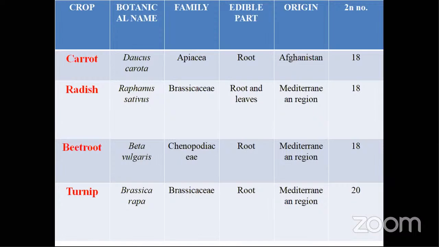We all know the scientific names, so I'll not read those. But coming to the edible part, in radish both roots and leaves are edible. Actually in carrot also the leaves are edible and are used as fodder in many parts of the world. And in turnip and beetroot also they are edible, but we don't eat them. Only radish leaves are mostly consumed in our country and other parts of the world as well.